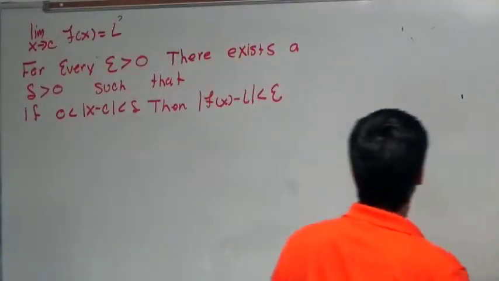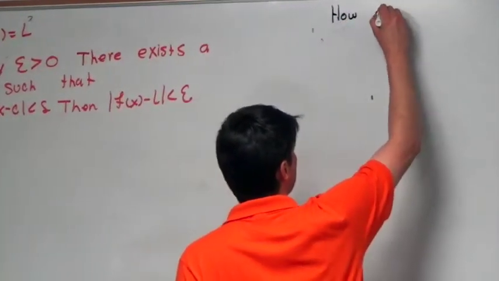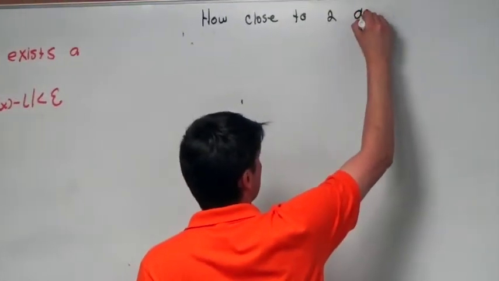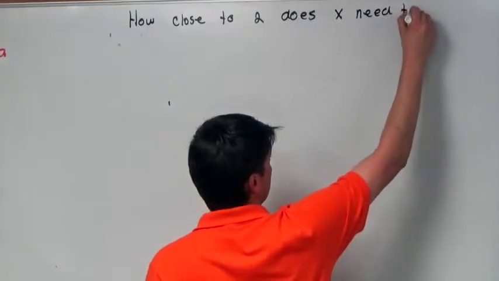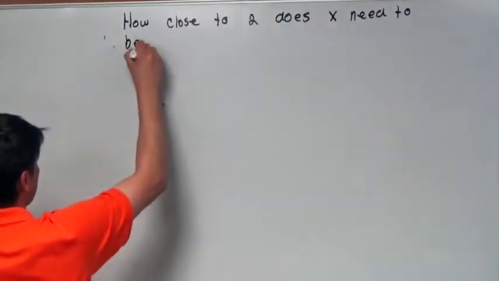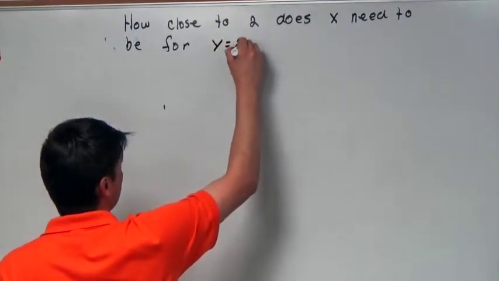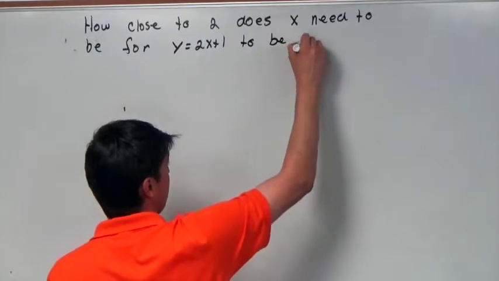The question is, how close to 2 does x need to be for 2x plus 1 to be between 4 and 6?